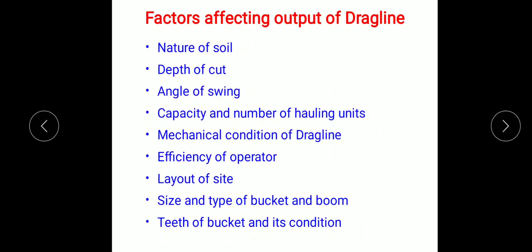Again, the factors affecting the output of a drag line are the same as those affecting the output of a power shovel. So I think there is no need to explain all these factors. Again, I will just read the factors. The factors are nature of soil, depth of cut, angle of swing, capacity and number of hauling units, mechanical condition of drag line, efficiency of operator, layout, size and type of bucket and boom, teeth of bucket and its condition. So the factors are the same as those of a power shovel.